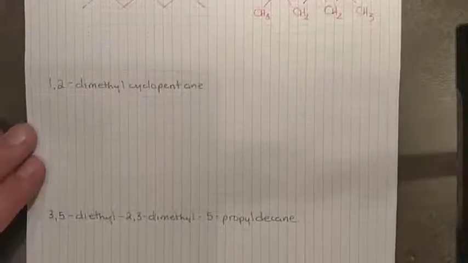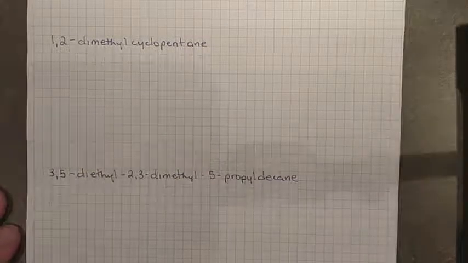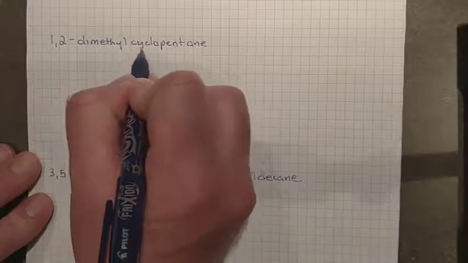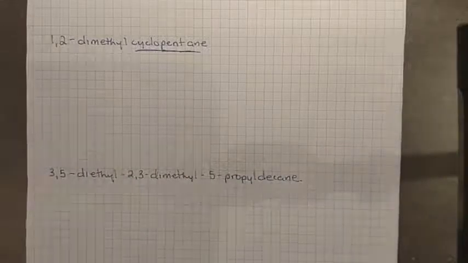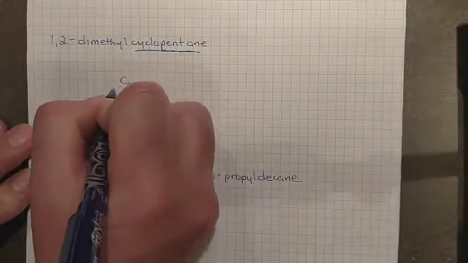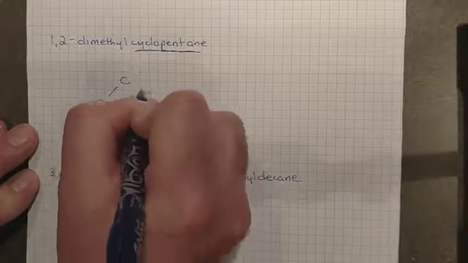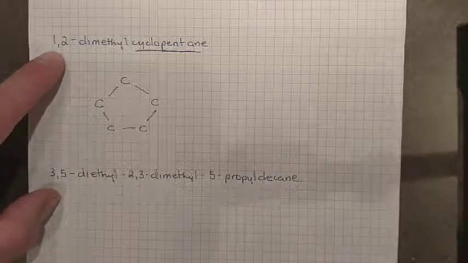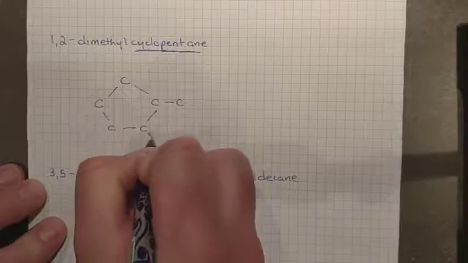Here's another one. 1,2-dimethylcyclopentane. I want to do this from the right. I can see that it's all single bonded. It's 5 carbons, and I can see as well that it's in a cyclic structure. So I have a 5-carbon closed loop. And so I might do something like this. There's 1, there's 2, 3, 4, 5. Close the loop. I have methyl groups at carbons 1 and 2. So how about here and here?